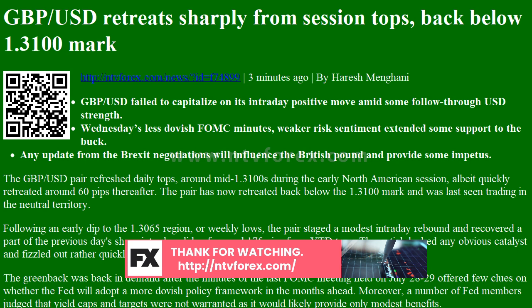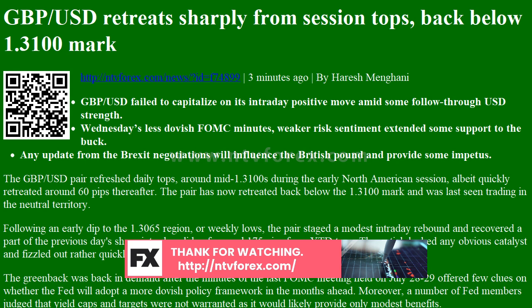The greenback was back in demand after the minutes of the last FOMC meeting, held on July 28-29, offered few clues on whether the Fed will adopt a more dovish policy framework in the months ahead. Moreover, a number of Fed members judged that yield caps and targets were not warranted as it would likely provide only modest benefits. The greenback maintained its bid tone and seemed rather unaffected by Thursday's disappointing U.S.